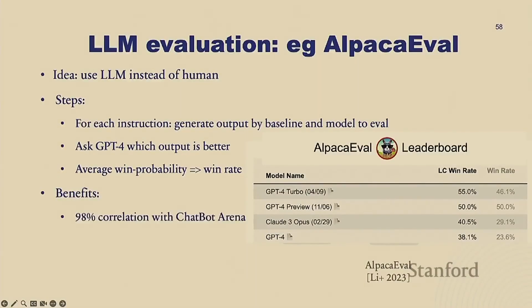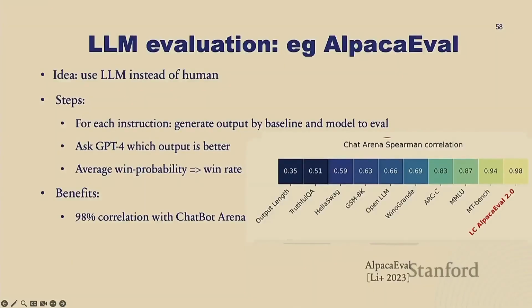So the benefit of this is that we actually get 98% correlation with Chatbot Arena, so very high correlation with humans. This is the comparison of correlation with other benchmarks, and it takes less than 3 minutes and less than $10 to run, so it's pretty cheap.